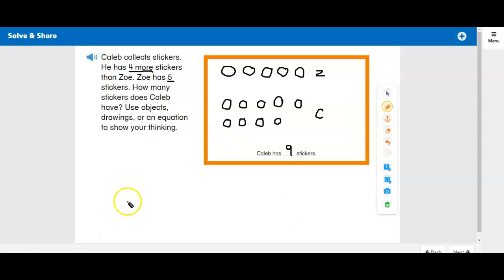So we were able to solve how many stickers Caleb has by drawing a picture of Zoe's stickers, so 5 stickers, and drawing 5 stickers for Caleb because it says that he had 4 more than Zoe. So we know Zoe has 5, that means Caleb had to have at least 5, and then we got 4 more stickers added. So we took 5 plus 4, and that gave us 9. Now let's watch our video for our math lesson.